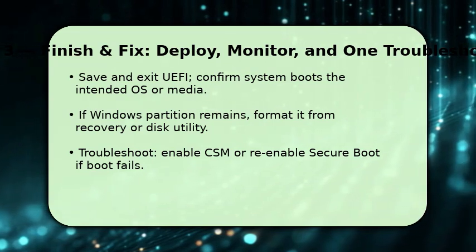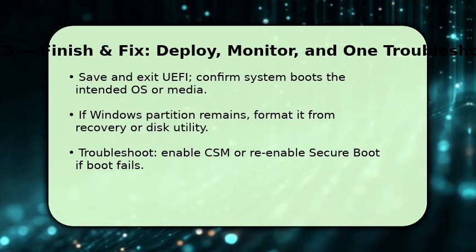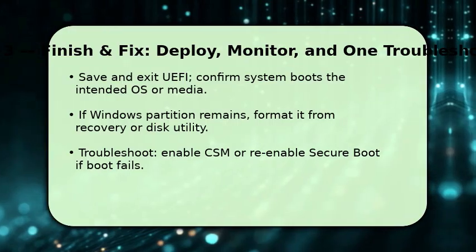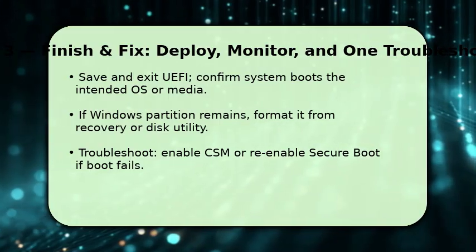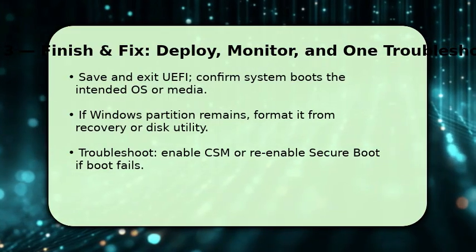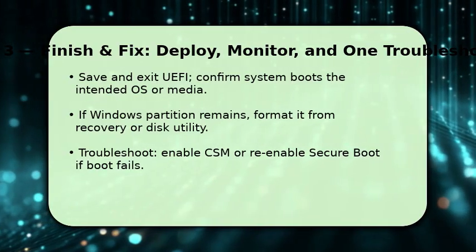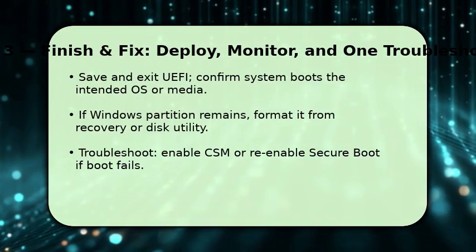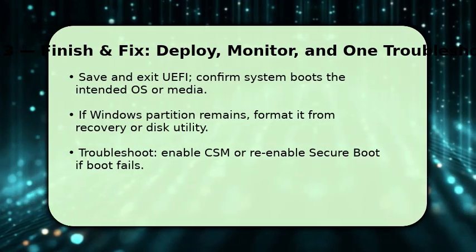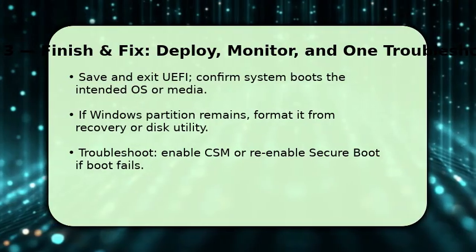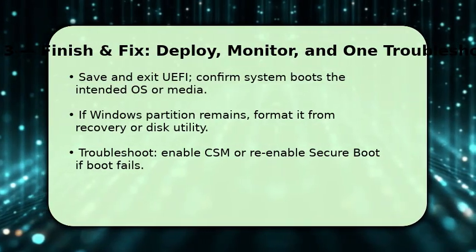If the Windows partition still exists, boot a partition manager or recovery media and format or delete that partition to fully remove Windows files. If the machine won't boot after removal, try toggling Compatibility Support Module, CSM, or briefly re-enable Secure Boot. Then adjust the boot order again. This single troubleshooting step resolves many mismatched firmware and bootloader conflicts.